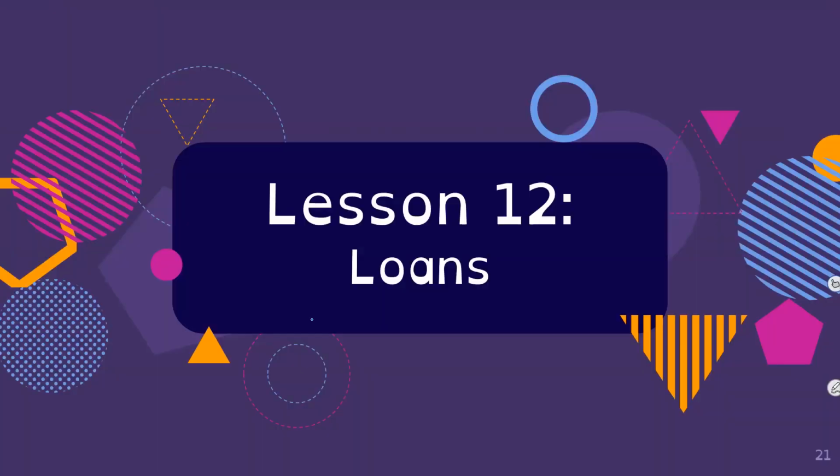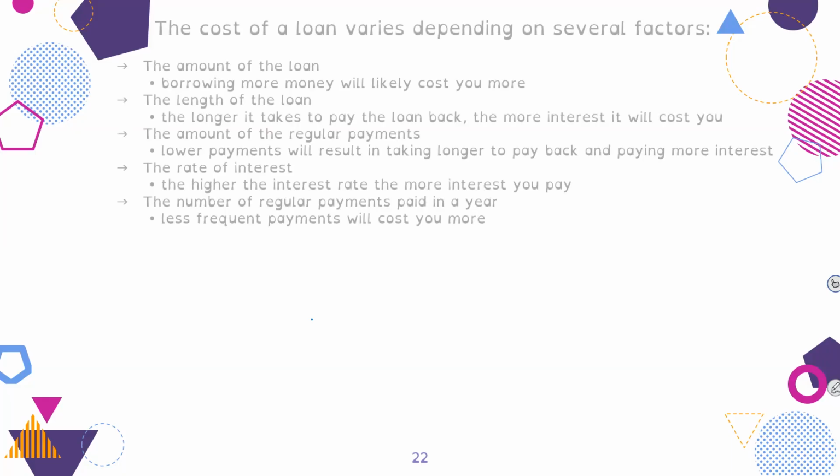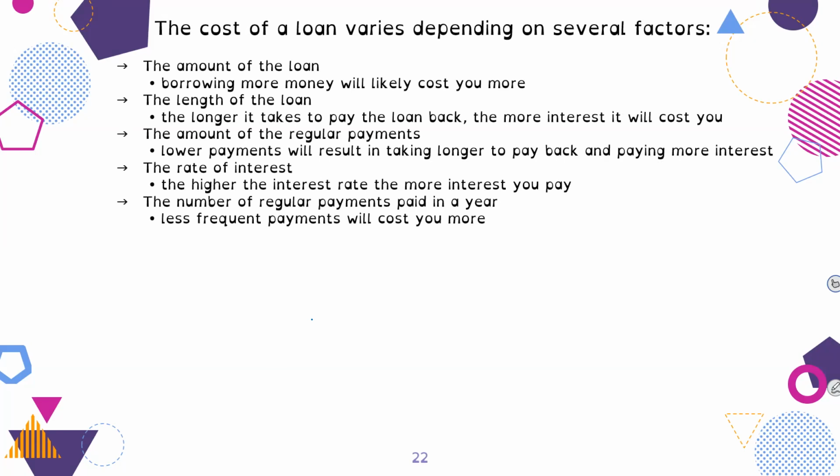All right, lesson 12 was loans. So moving away from credit cards and looking at personal loans. The cost of a loan really varies depending on a bunch of different factors. First is the amount of the loan. Borrowing more money most likely will cost you more money.